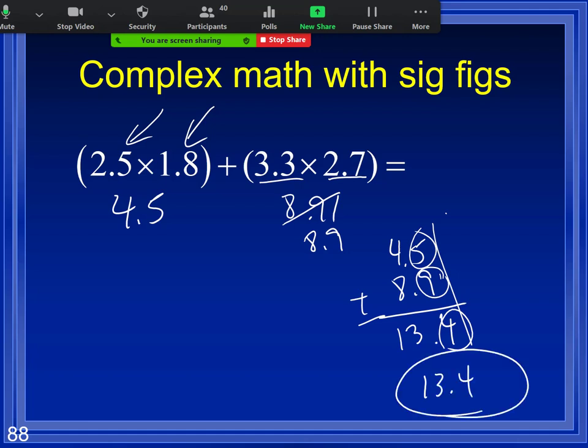Notice that 13.4 has more sig figs than any of the numbers you started with. Because you had an addition in the middle of it. Adding can change the number of sig figs. Subtracting can change the number of sig figs. If you're adding, you can get more sig figs than you started with. If you're subtracting, you can end up with fewer sig figs than you started with. So adding and subtracting can change the number of sig figs. Okay.